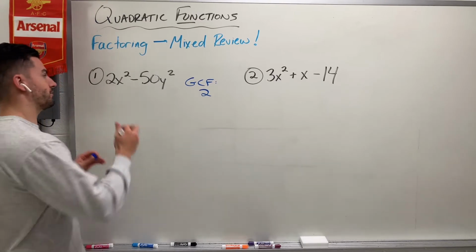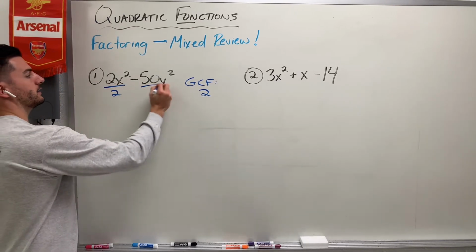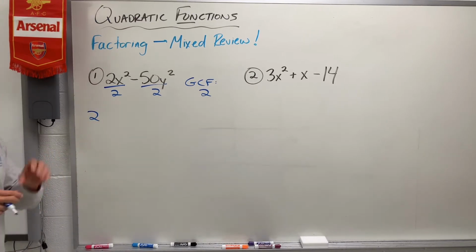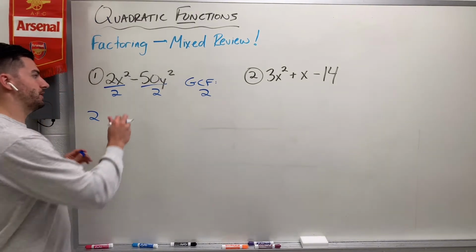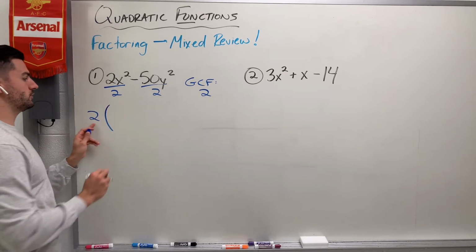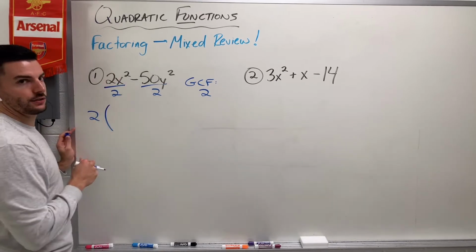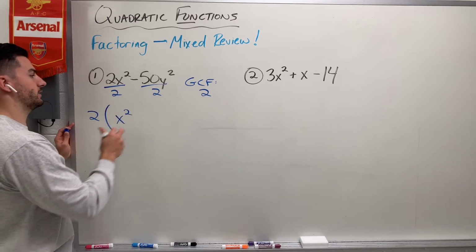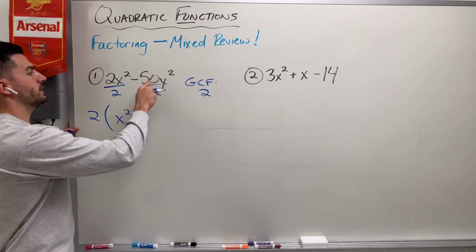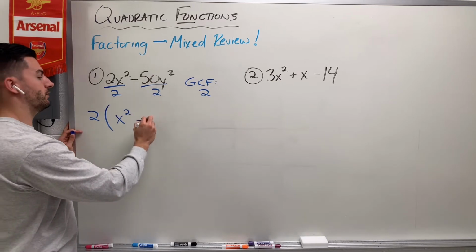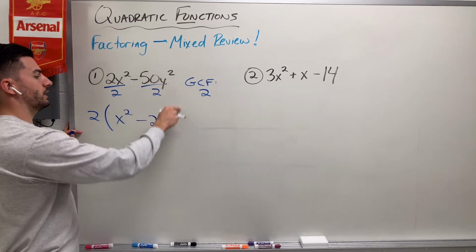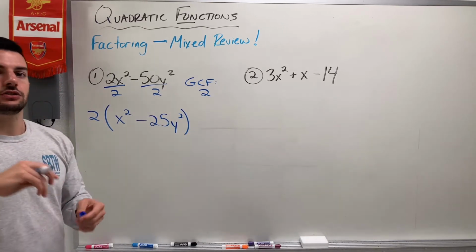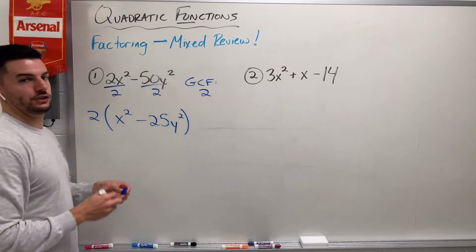So when there's a GCF, I can factor that out by dividing each term by the GCF, and that is going to be reverse distributed. So we would say 2 times, and we would divide, right? And so we'd have x squared, because 2 divided by 2 cancels, and then minus 50 divided by 2 would be 25, and then that y squared comes down, okay? So that is successfully factoring out this GCF, okay?